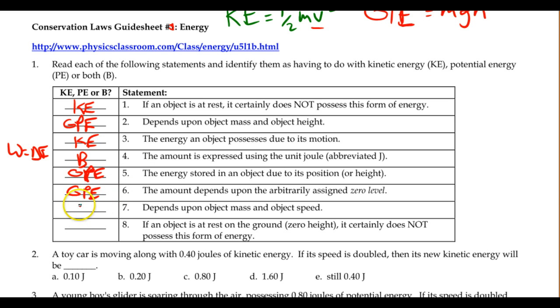Depends upon mass and speed of the object. That's going to be your kinetic energy. Notice it is speed squared, so speed has a really large impact on the kinetic energy of something.